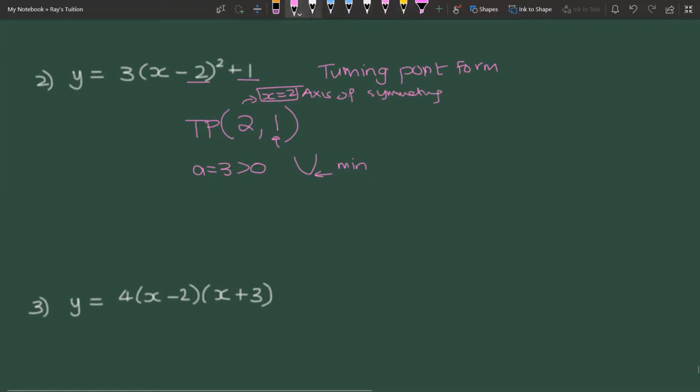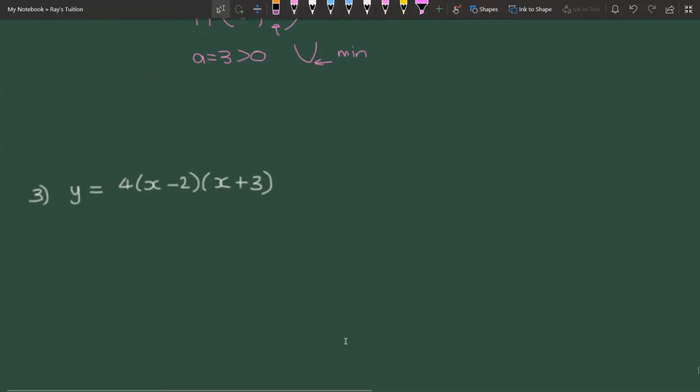Let's have a look at another one. So over here we have y is equal to 4 times x minus 2 times x minus 3. This is in root form. So to get the x coordinate of the turning point, we say x1 star plus x2 star all over 2. So remember, the stars are telling us to change the sign. So this is negative 2, so we're going to change it to positive 2. This one is positive 3, so we're going to change it to negative 3, over 2. So this here is minus 1 over 2. That is the x coordinate.